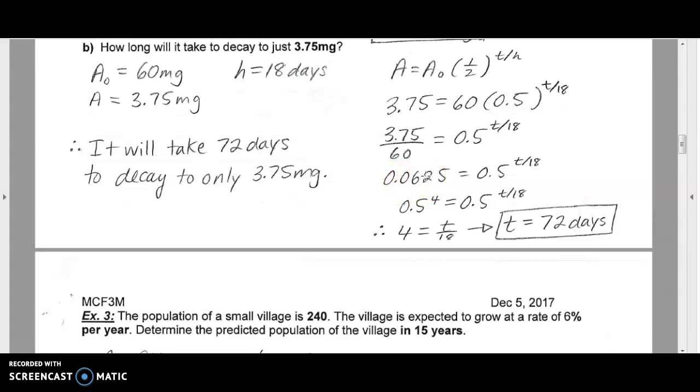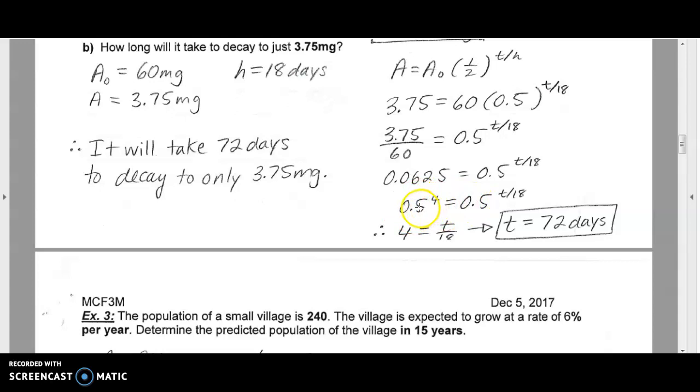Do 0.5 times 0.5. Does that give me 0.0625? No, it doesn't. Multiply it by another 0.5. Does that give me 0.0625? No, it doesn't. Multiply it by another 0.5. Does that give me 0.0625? It does. So I know 0.5 times 0.5 times 0.5 times 0.5 is equal to 0.0625. So I can rewrite this as 0.5 to the power of 4.